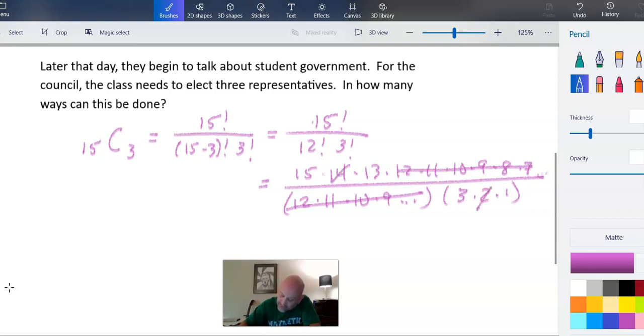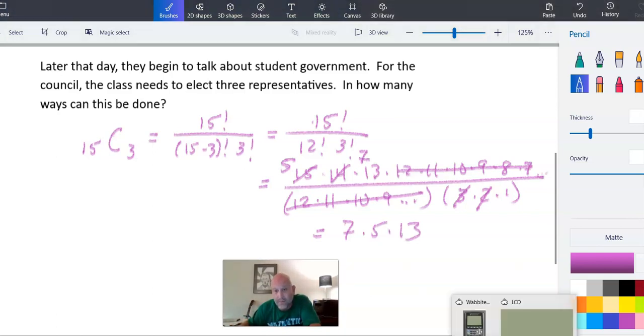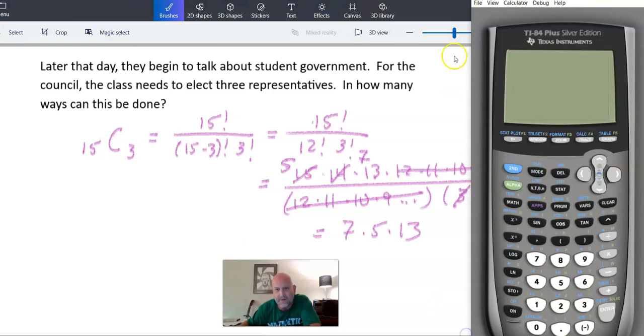Well, 2 goes into 14 7 times. 3 goes into 15 5 times, and now I can multiply 7 times 5 times 13, right? So if I work that out, let's go ahead and pull this guy back up. 7 times 5 times 13, I get 455.